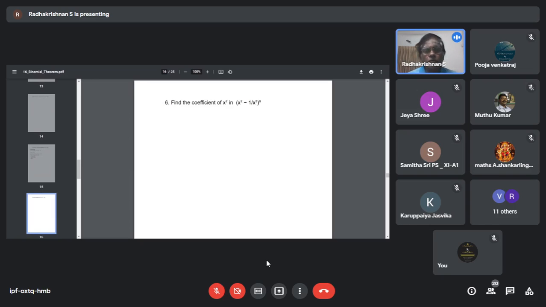So you write down the formula for T r plus 1. Okay. So we don't know r. Find the coefficient of x square. So we write down the term, take the exponent, equate it to 2, and solve for r. We know that here n is equal to 6. So you have to simply write down the general term.